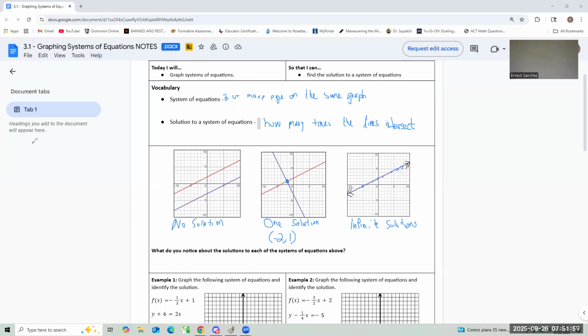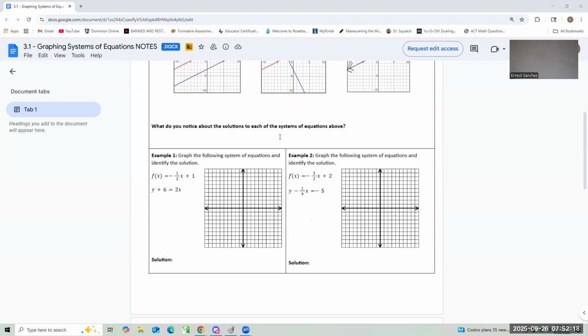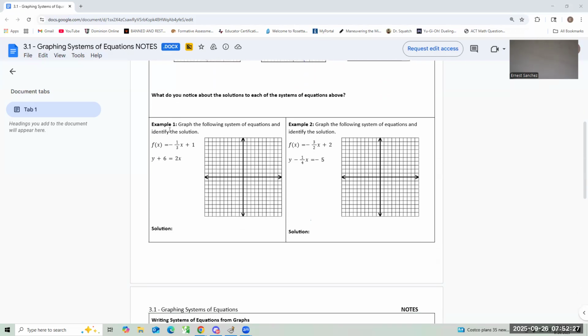Okay, so let's move on to actually graphing and trying to find these solutions. I'm going to do half and half when we graph. I'm going to do one of them by hand, and then I'll do the other one on the calculator. When we get to more difficult problems, we'll use the calculator, okay? What do you notice about the solutions to each of the systems of equations above? We already explained that. Let's move on to example 1.